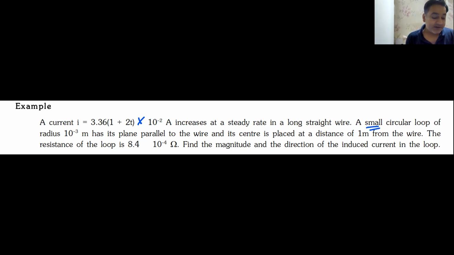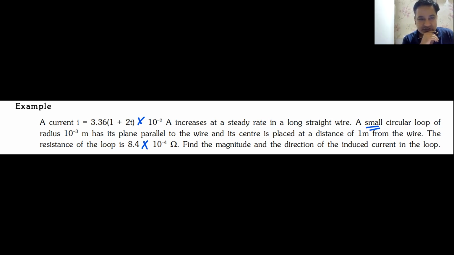of radius 10 raised to the power minus 3 meter has its plane parallel to that of the wire, and its center is placed at a distance of 1 meter from the wire. The resistance of the loop is 8.4 into 10 raised to the power minus 4. Find the magnitude and direction of induced current in the loop.